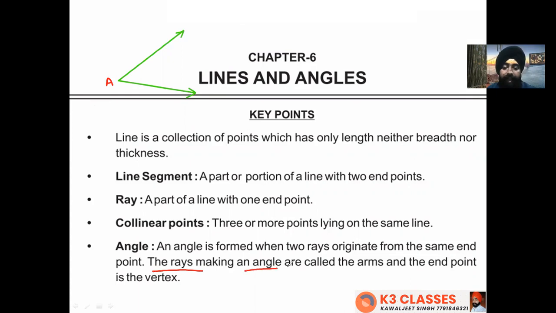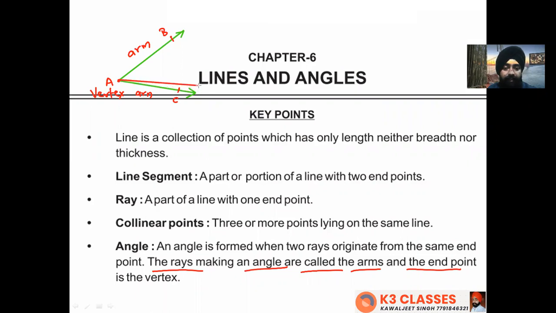The rays making an angle are called the arms, and the end point is called the vertex, which we have discussed. The vertex is point A and the rays are AB and AC. AB and AC are called the arms, and there is an angle between them.